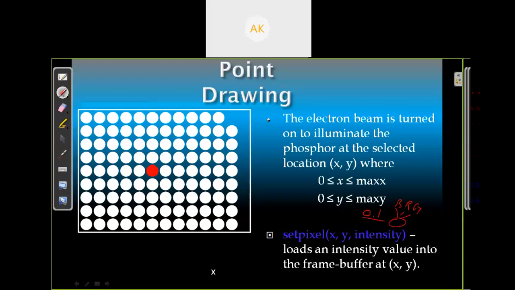So how can you draw a point on the screen? Just turn on the point where you actually want to plot it, with an intensity value. What is the value of your point? The intensity value of your point.